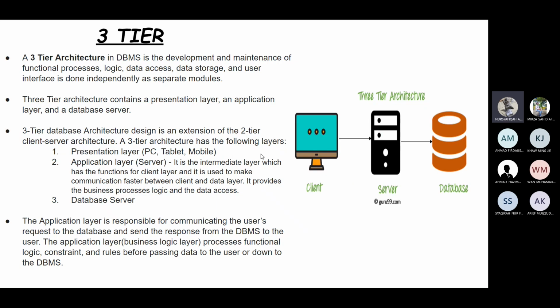And then this is the three-tier architecture. Different from the two-tier architecture, it is mainly for development, maintenance, functional processes, logic, data access, data storage, and user interface, which can also be done in separate modules. Mainly, three-tier has the presentation layer, application layer, and database layer. For the presentation layer, normally we have PC, tablet, mobile, while for the application layer, we have the server, and for the third, we have the database server.